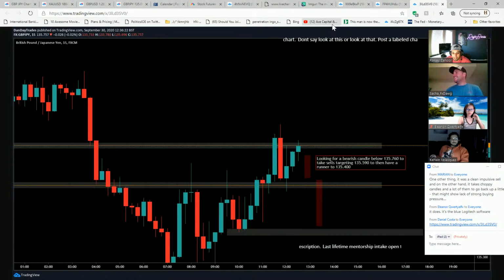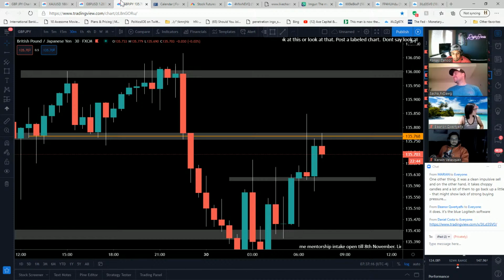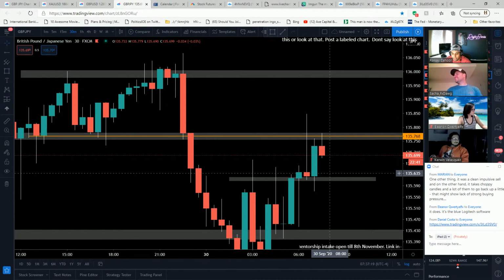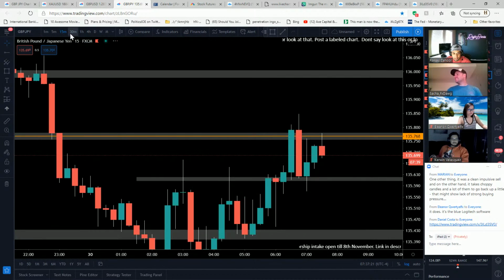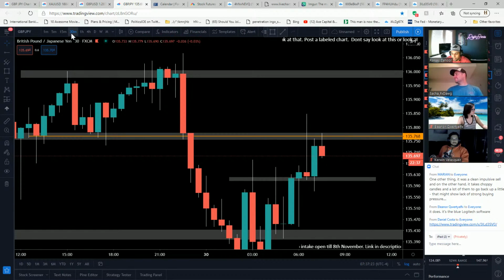Looking for a bearish candle below here to take sells, targeting, then have it run to 135, 400. Yeah, I mean, look at that rejection over there, man. Beautiful. Good thing I didn't take a buy over there.